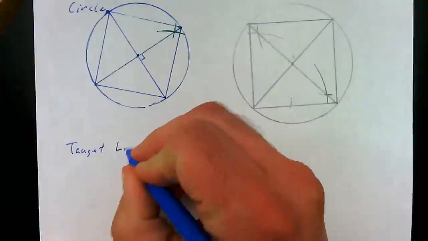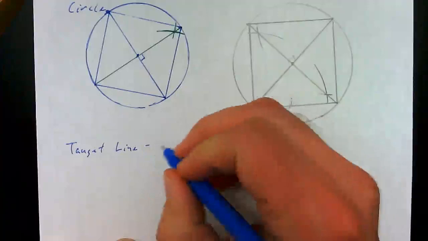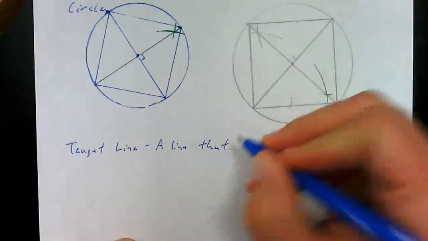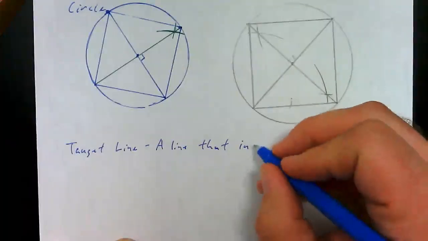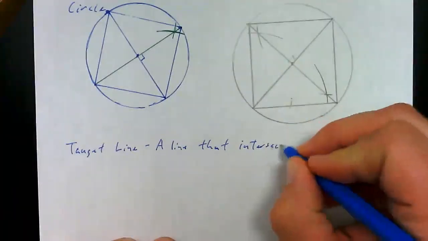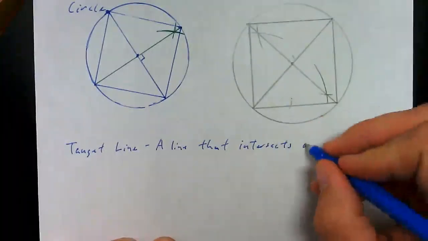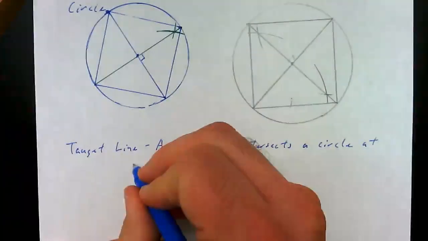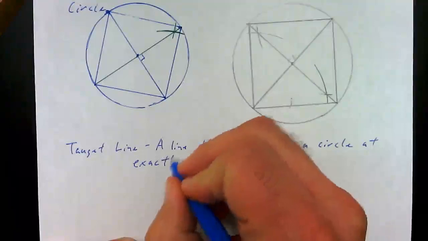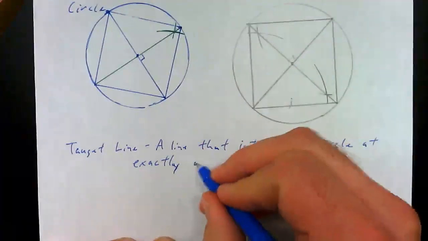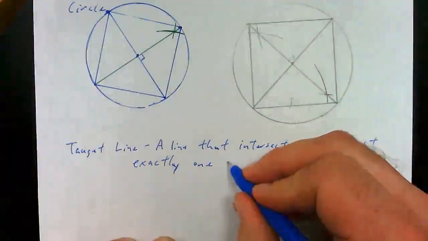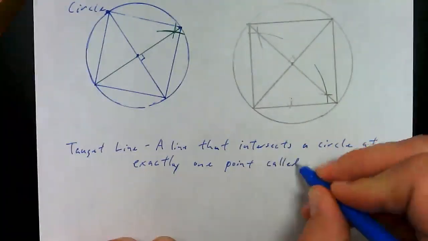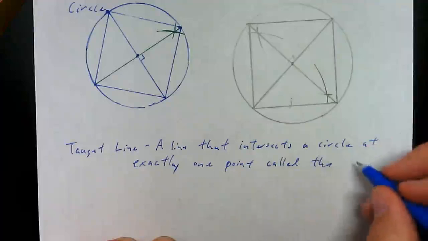A tangent line is a line that intersects a circle at exactly one point, called the point of tangency.